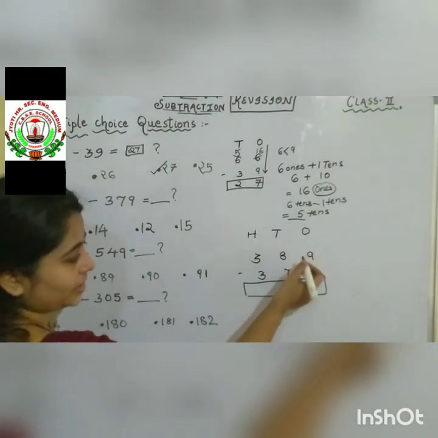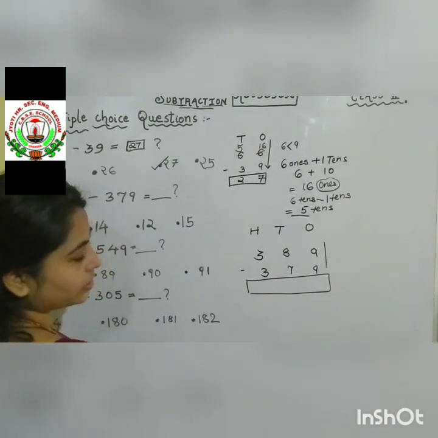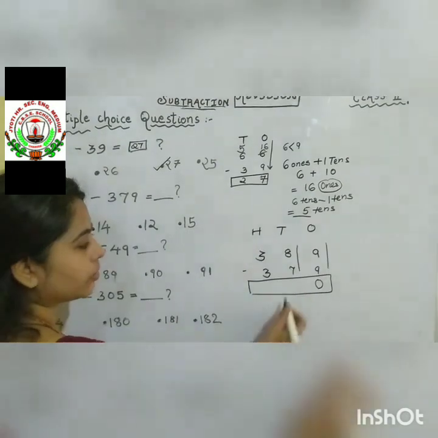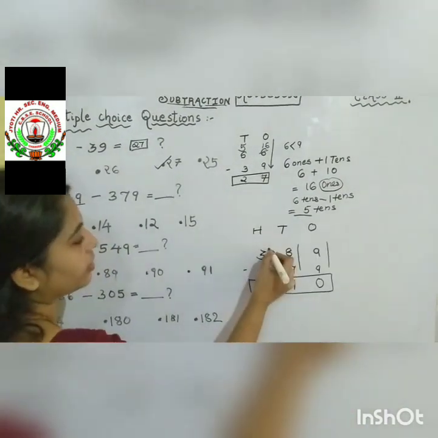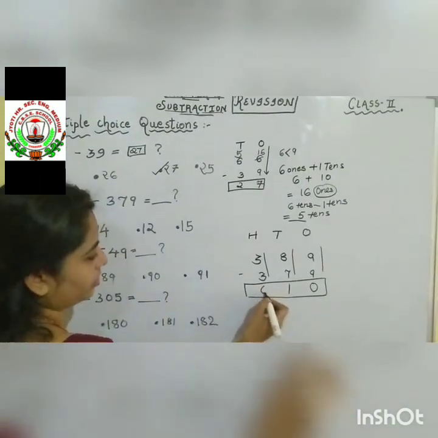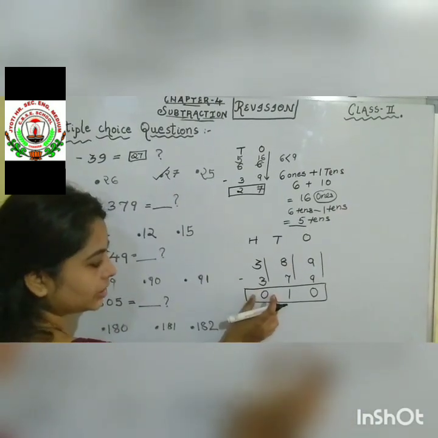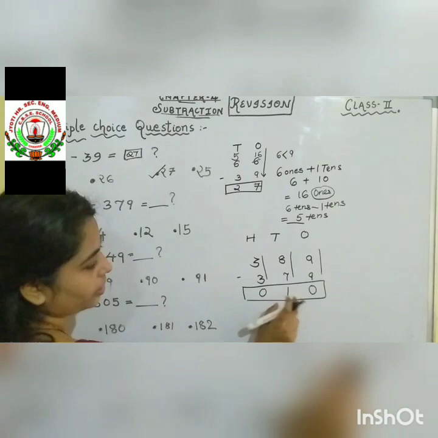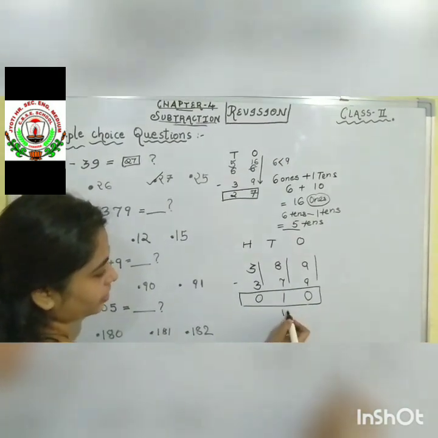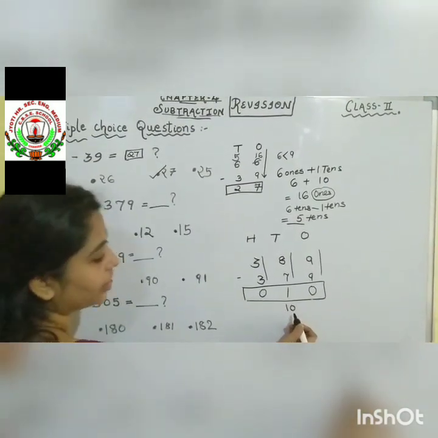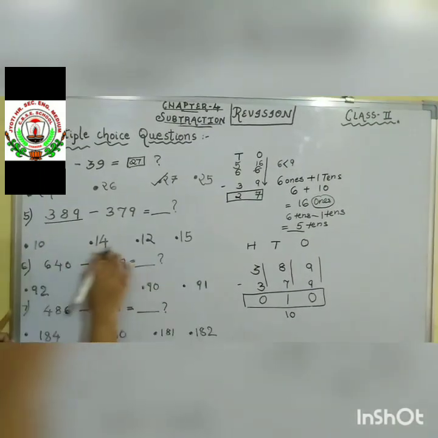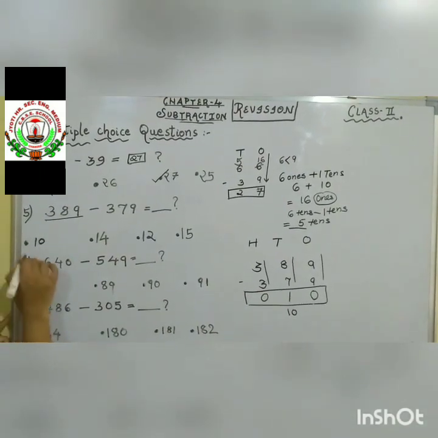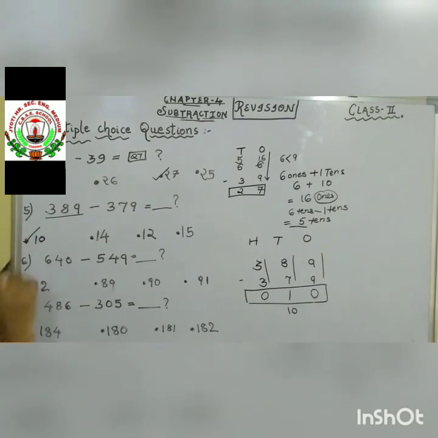Starting from the ones place, 9 minus 9, 0. 8 minus 7, 1. 3 minus 3, 0. So, do not consider this 0. We will see the 2 digits together: 1, 0, 10. So our answer here is 10. Can we find 10 in the options? Yes, it is there in option number one. So we'll put a tick mark over 10.